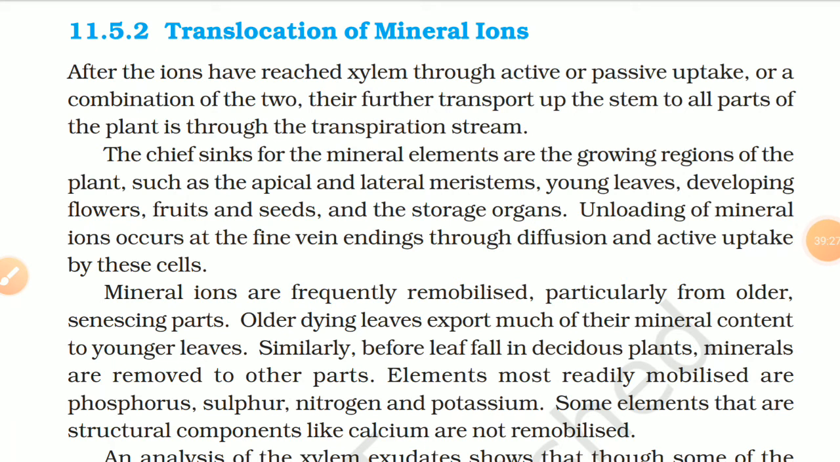After the ions have reached xylem through active or passive uptake or a combination of the two, their further transport up the stem to all parts of a plant is through the transpiration stream. The chief sinks of the mineral elements are the growing region of the plant, such as the apical and lateral meristems, young leaves, developing flowers, fruits, and seeds in the storage organs. Unloading of mineral ions occurs at fine vein endings through diffusion and active uptake by these cells.